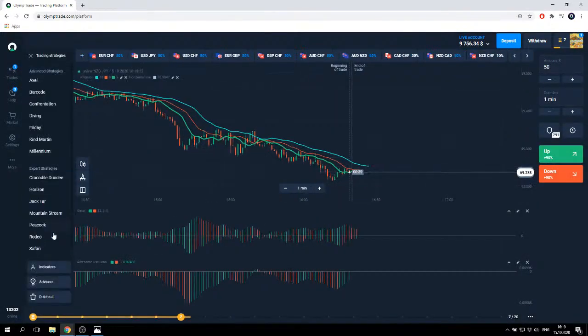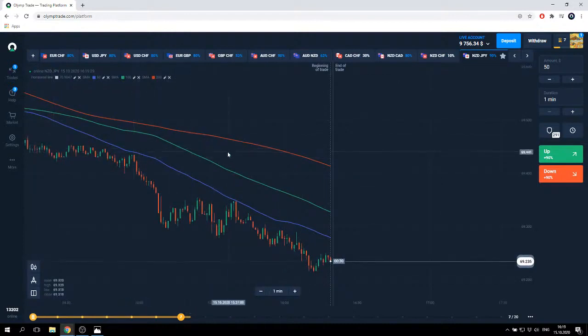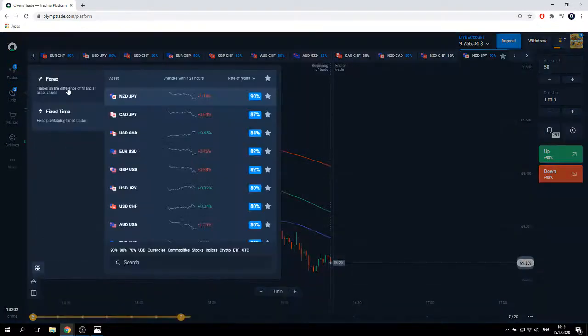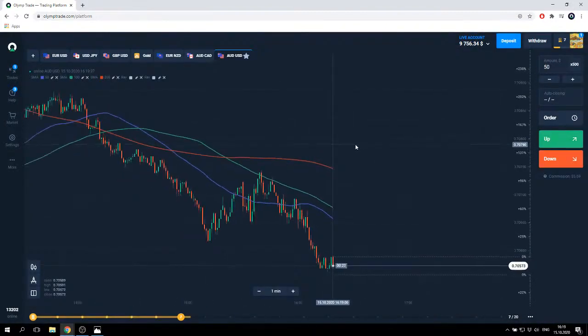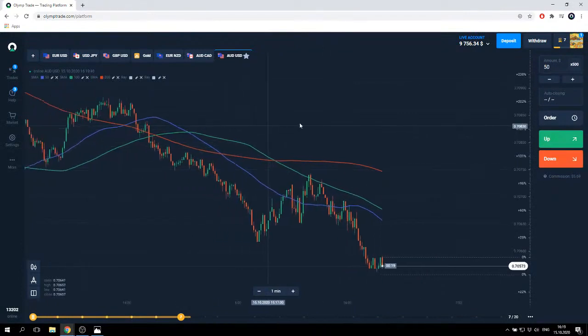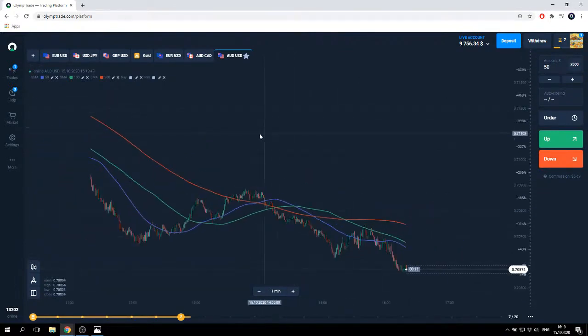So we'll go to the trading strategies, and here generally we'll click on the JACTA. Okay, so here we have clicked the JACTA strategy, and again we'll switch the mode to the Forex one, and here we are on the Forex mode, right? So yes, definitely. Now how are we going to use this JACTA strategy?